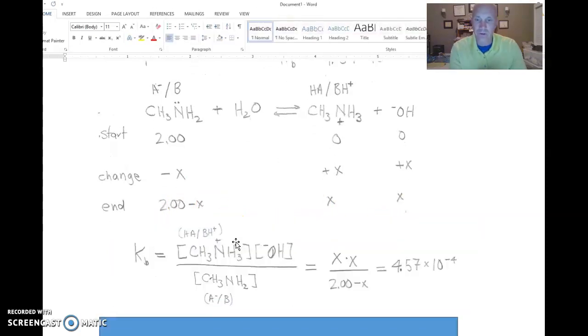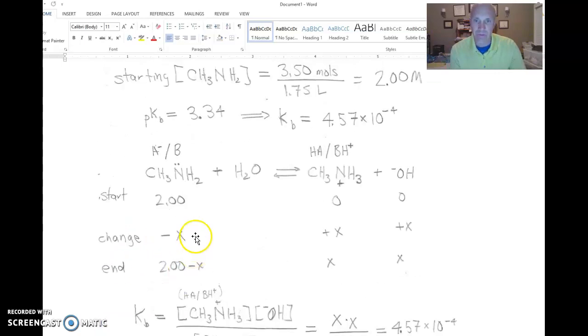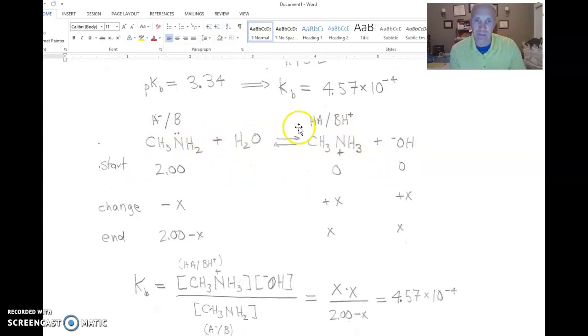So we could write a Kb expression. Remember, this is the equation that we use to define the Kb, and in the Kb expression, we take our conjugate acid right here and put that up top. We put the hydroxide up top as well, and we put the base down here in the denominator.